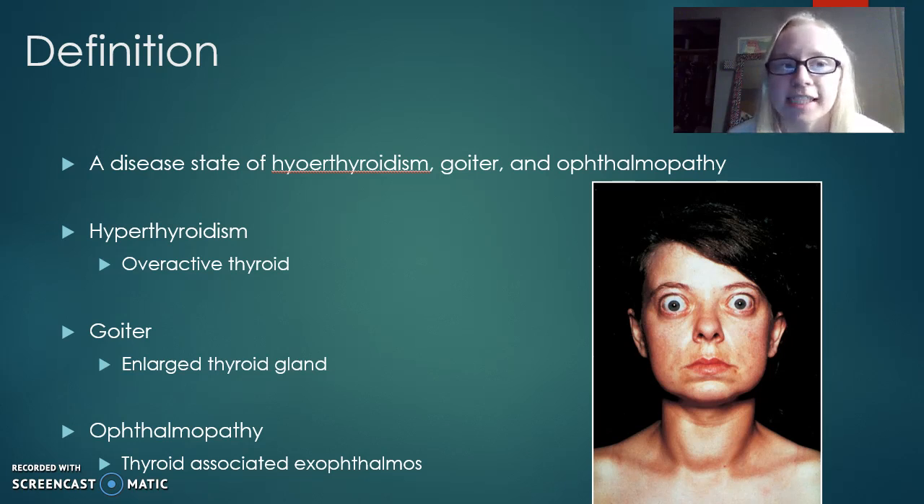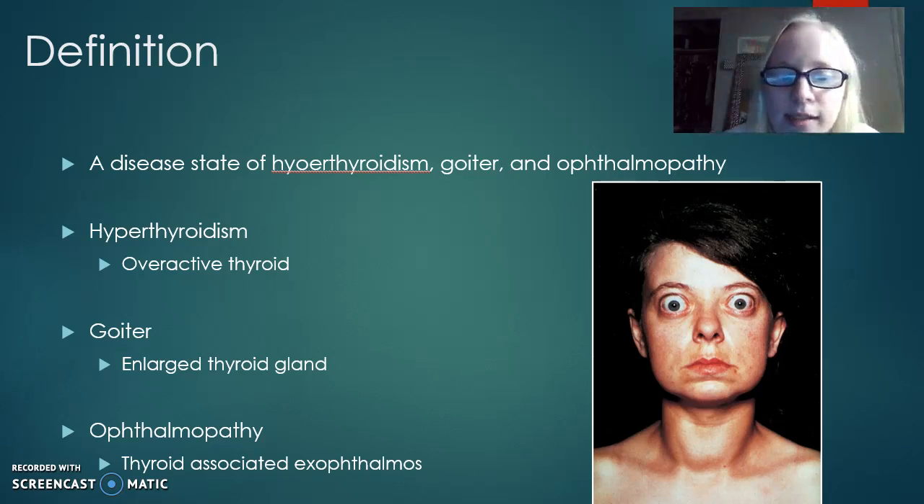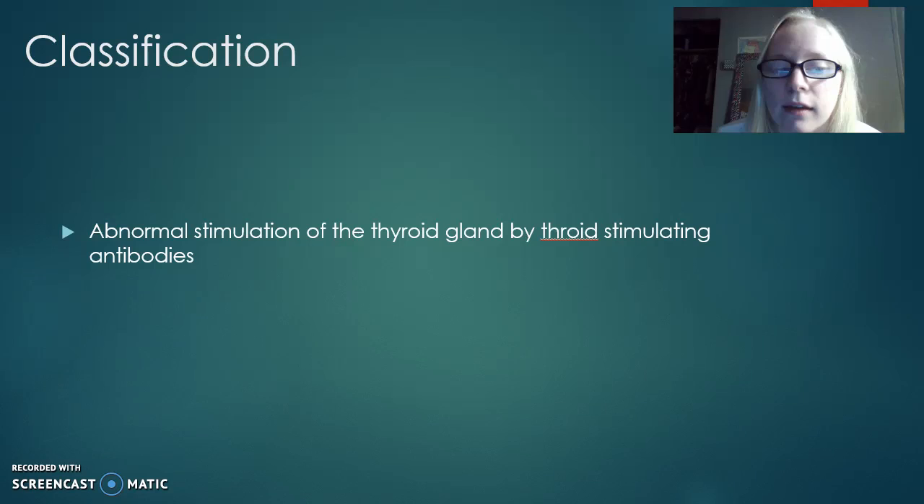The definition of Graves' disease is a disease state of hyperthyroidism, goiter, along with ophthalmopathy. Hyperthyroidism is an overactive thyroid, and goiter is an enlarged thyroid gland. And then the ophthalmopathy in Graves' disease is the protrusion of the eyes. And Graves' disease is classified as the abnormal stimulation of the thyroid gland by thyroid-stimulating antibodies.